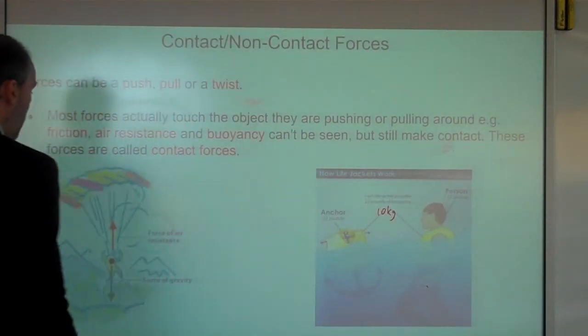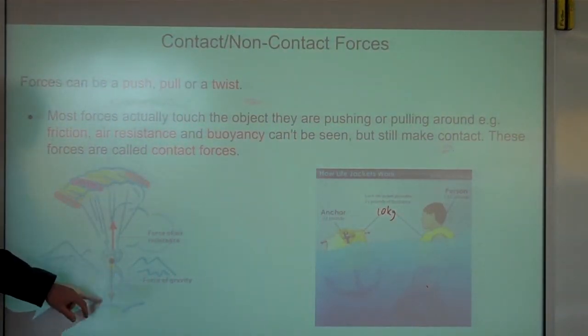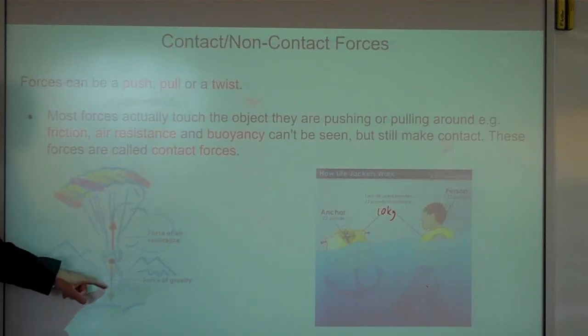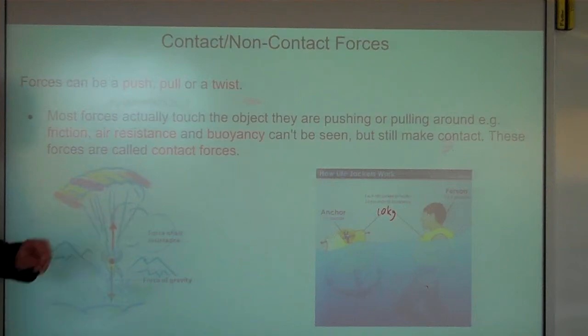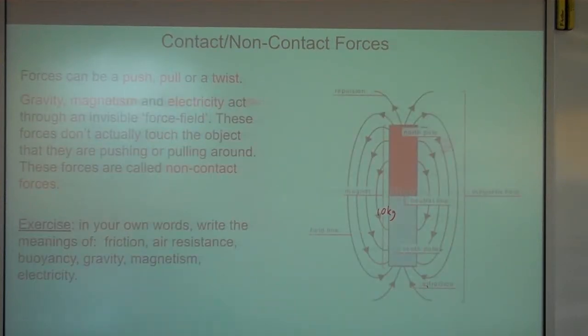There's an example of a parachute slowly bringing a person to the ground. The arrow going down is slightly greater than the wind resistance pulling back. So the person will slow down and gradually come to a fairly gentle landing. Gravity, magnetism and electricity act through fields. These forces don't touch the object, they're pushing and pulling around, and therefore they are called non-contact forces.